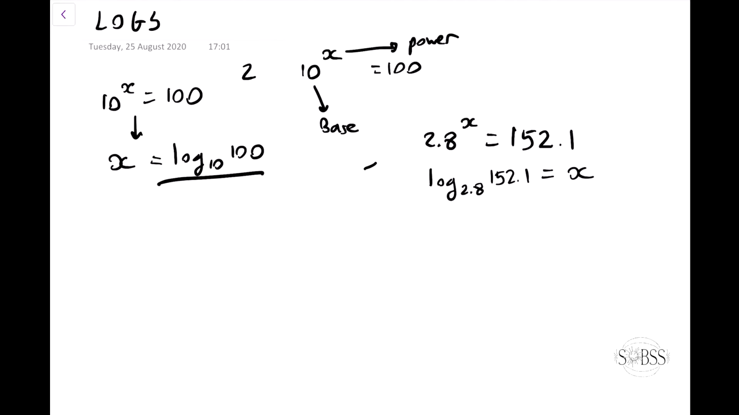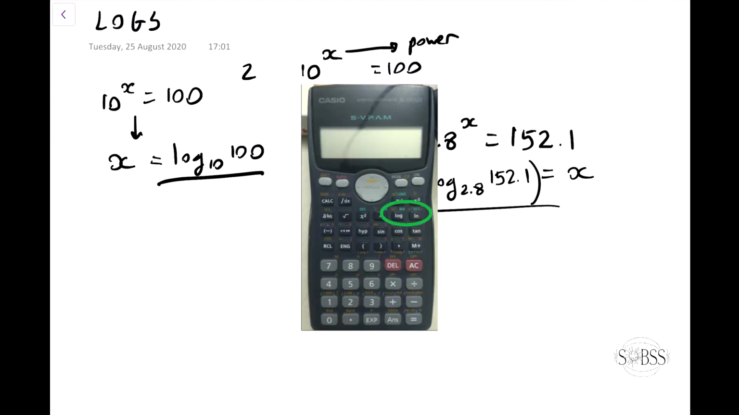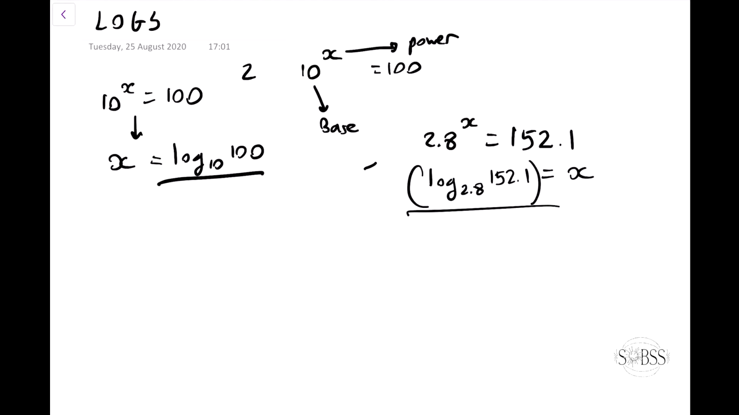Now, if we type this into a calculator, remember, a lot of people get really overwhelmed when they see a number like this. This is like any other number. This log thing right there, it's like 1, 2, 3. Just treat it the same. So let's type this into a calculator. There'll be a log button on your calculator. So we do log to the base 2.8 of 152.1, and that's going to give us basically 4.88 to 2 decimal places. So that's what we would raise the power by to get 152.1.